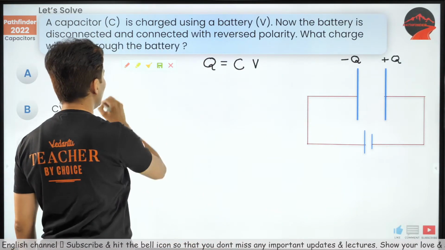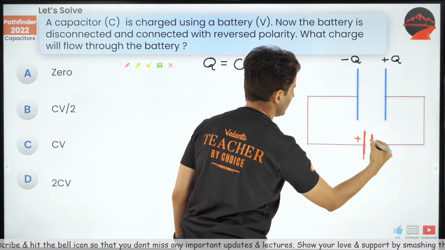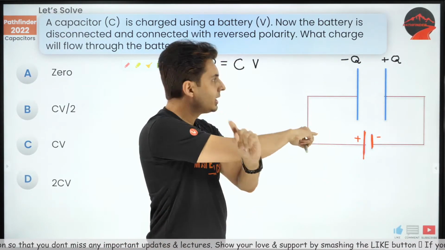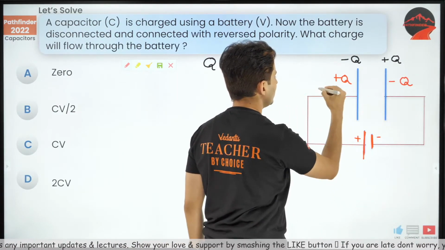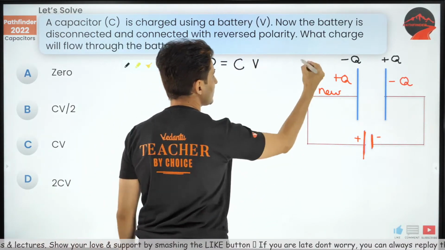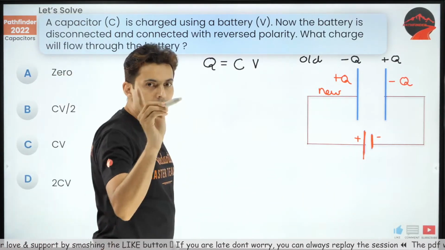Now in the new scenario, what has happened? Your battery is like this. This is positive, this is negative. So these charges will also flip. This will become plus Q, this will become minus Q. These are the new charges, these were the old charges. So guys, think about it.